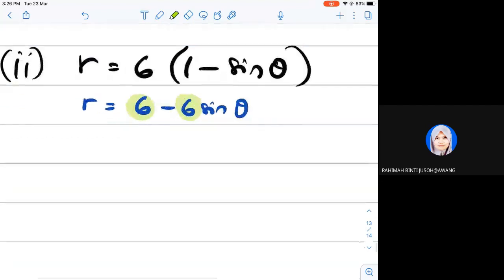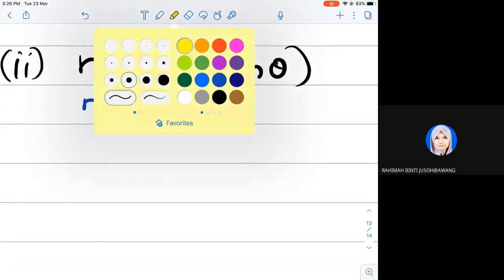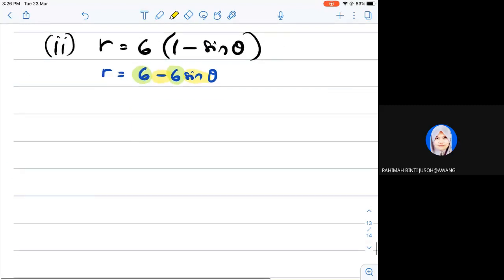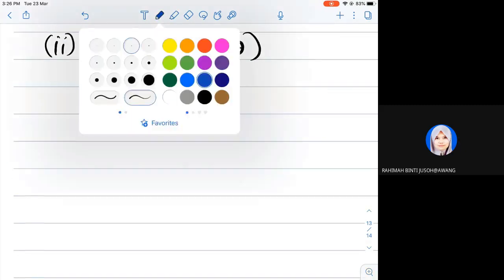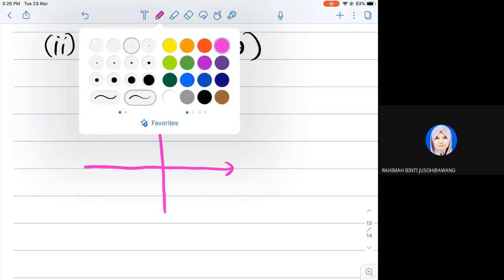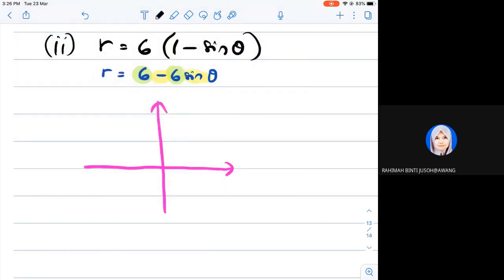Okay, lepas tu apa next step? You tengok dia sin. Bila sin maksudnya paksi Y. Okay, lepas tu dia negatif. Apa maksud negatif? Bawah. Yes. So straight away sketch the graph. Tak payah buat table-table dah. Terus je lukis graph. Dia dekat bawah, lagi besar dekat bawah. So dia jadi macam ni. Dah macam bentuk love lah. Dia kena simetrik.